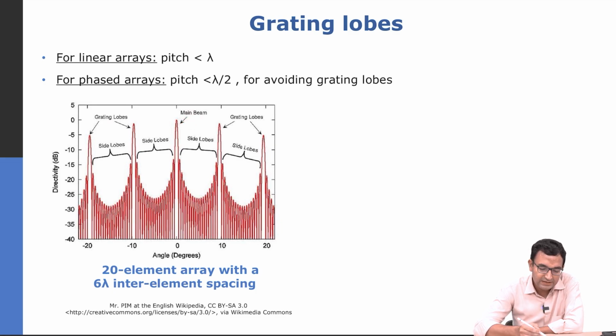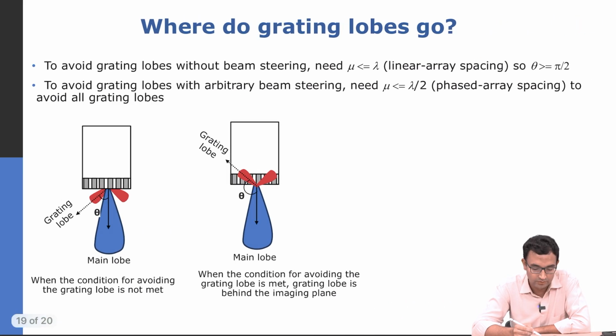So here we see the main lobe. Here is the main beam located at a 0 angle, and at an angle of 10 degrees you have another grating lobe, at an angle of 20 degrees you have another grating lobe, right. This is because this is a linear array, but the inter-element spacing is actually 6 lambda, wherein it should be less than lambda. So therefore, versus angle I am getting these grating lobes. Just to remind you, for linear arrays the pitch should be less than lambda to avoid grating lobes. For phased arrays, pitch should be less than lambda by 2 to avoid grating lobes.